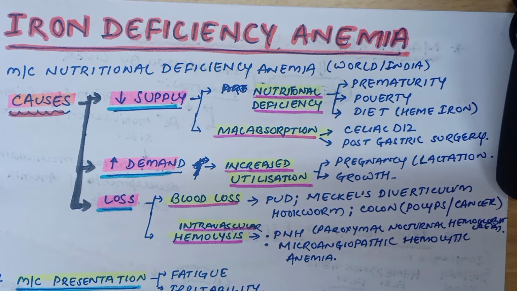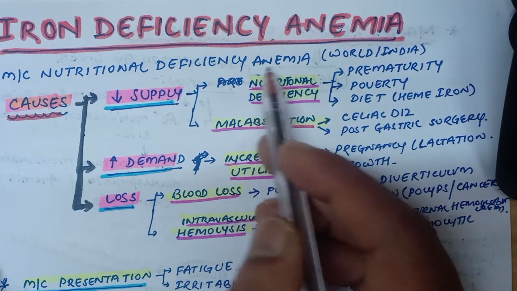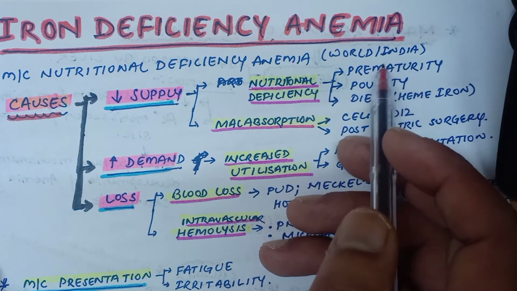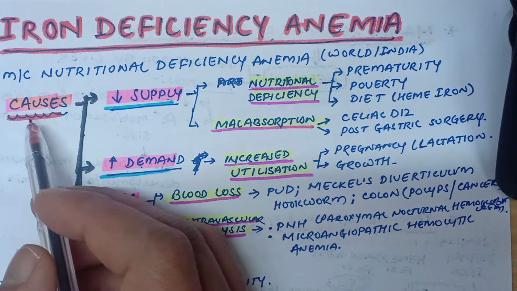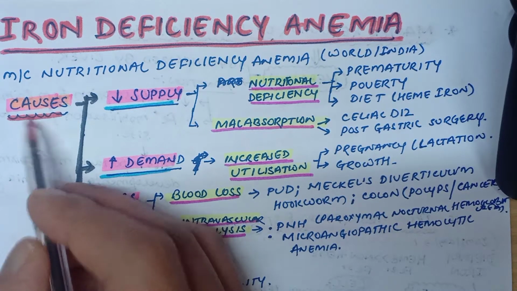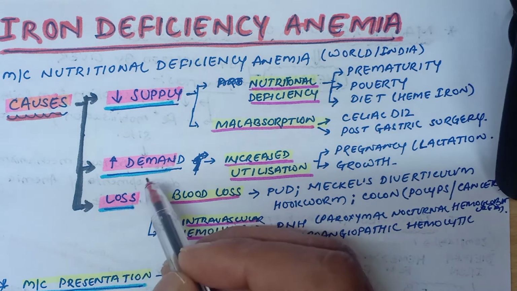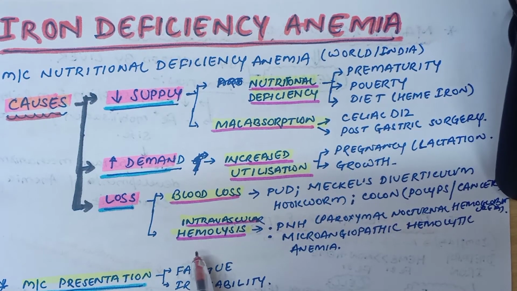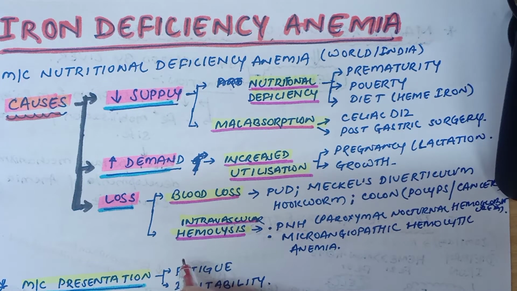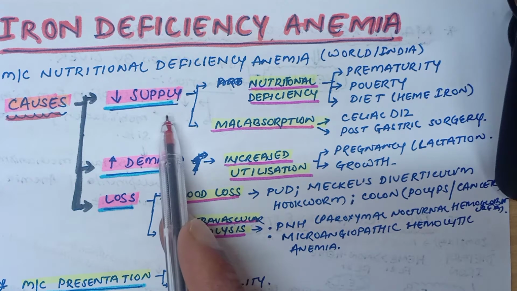So let's start. Iron deficiency anemia is the most common nutritional deficiency anemia in the world and in India. So what are the causes of iron deficiency anemia? Iron deficiency anemia can be due to decreased supply of iron or increased demand of iron, or it can be due to blood loss, or it can be due to intravascular hemolysis. So when there is an imbalance between demand and supply, it will result in iron deficiency.